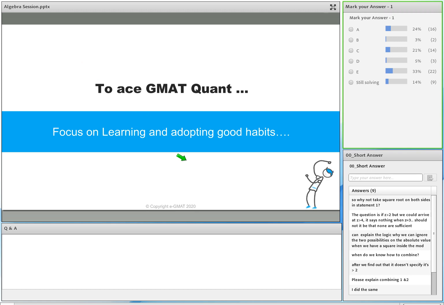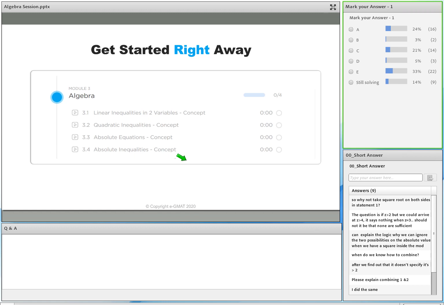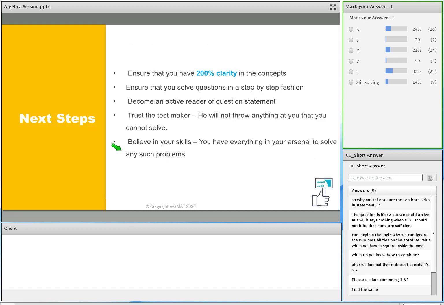Now, focus on learning, adopt good habits, don't take shortcuts, read constraints, be careful, get started right away. Use the free trial modules that we sent you, all of those free files and the questions, spend time there, make sure you build 200% clarity in concepts before you do GMAT style questions. Otherwise, you see how you get stuck later on. The test maker cannot throw anything at you that you just cannot solve at all. You have to be careful, you have to trust what you have. Just go with this confidence when you go for questions. I have everything in my arsenal. Either I'm going confidently or I'm going in to learn more.